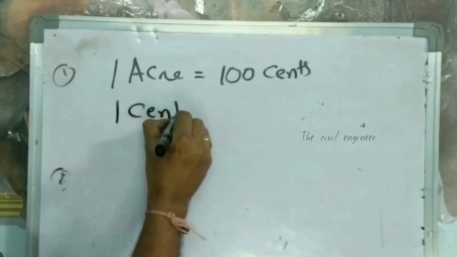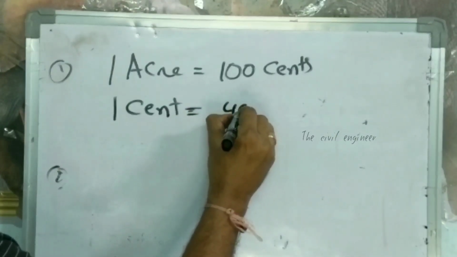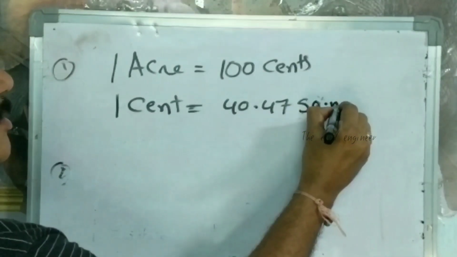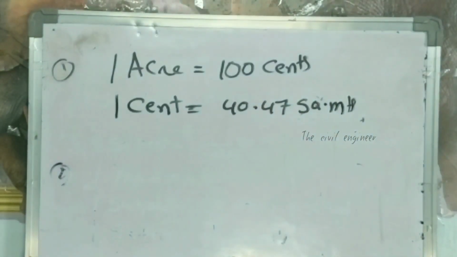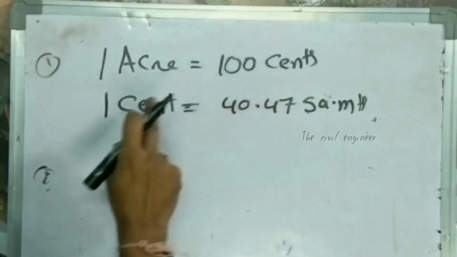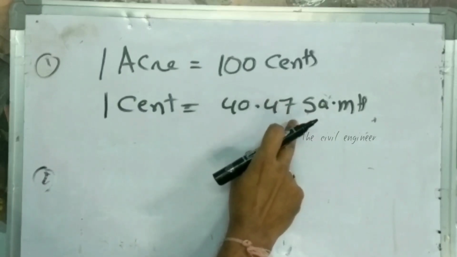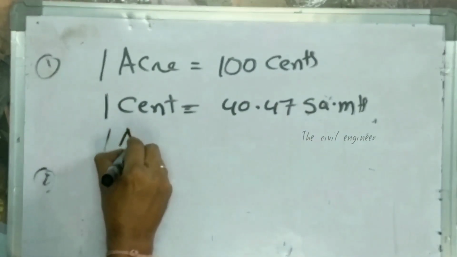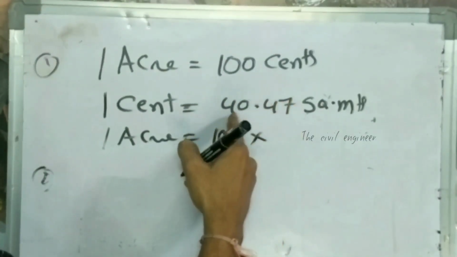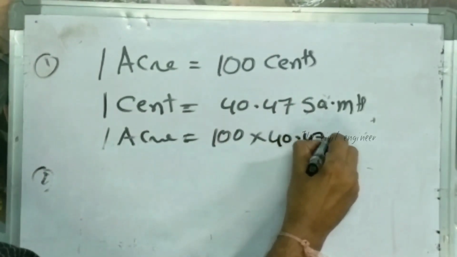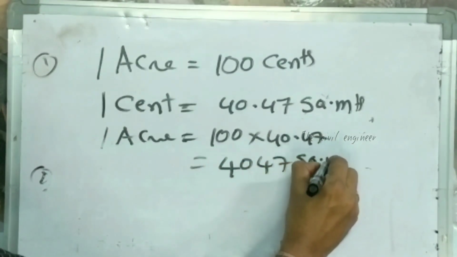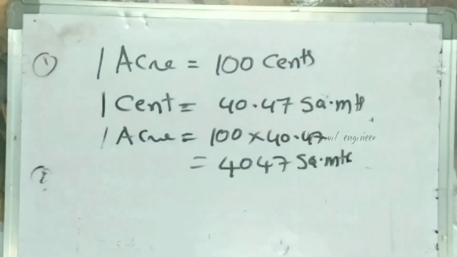1 cent is equal to 40.47 square meters. So 1 acre is equal to 100 cents, and 1 cent is equal to 40.47 square meters. Then 1 acre is equal to 100 into 40.47, that is equal to 4047 square meters. This is another conversion.